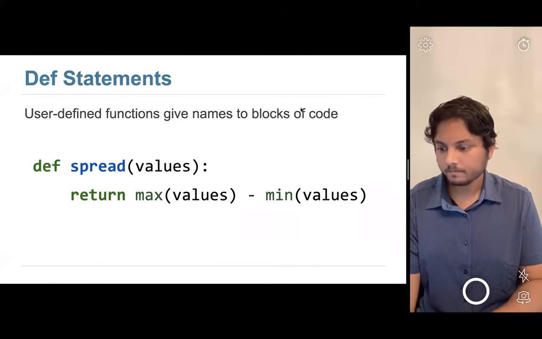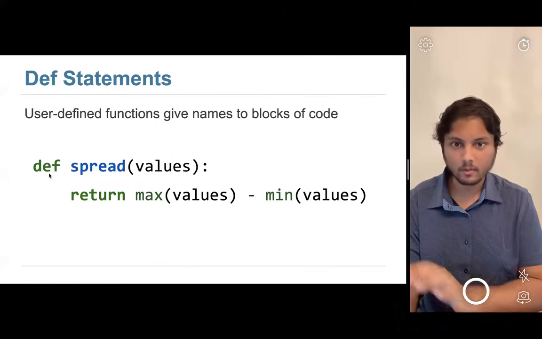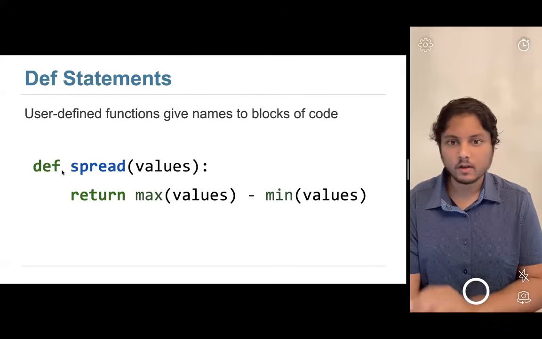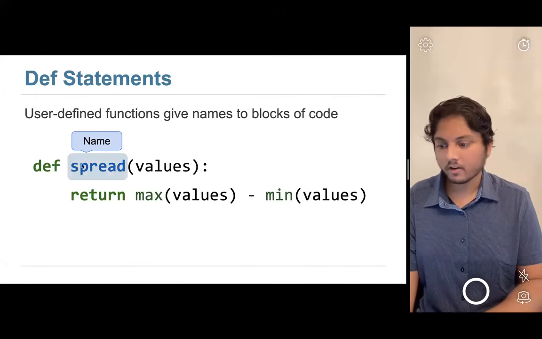Here's how we do it. So first you're going to have this def. This is going to be common in every function. You have to start with this. So def, basically like you're defining a new function, and then you have your name of the function here.